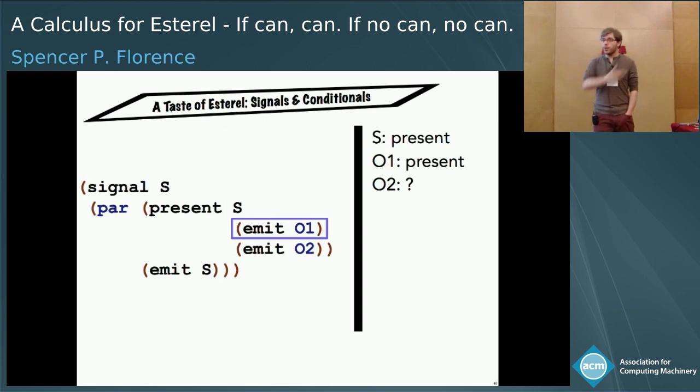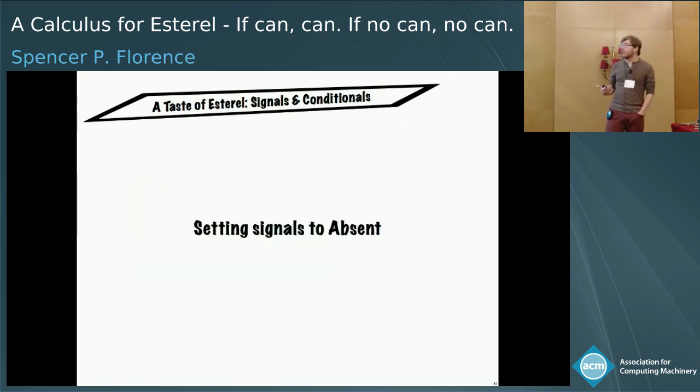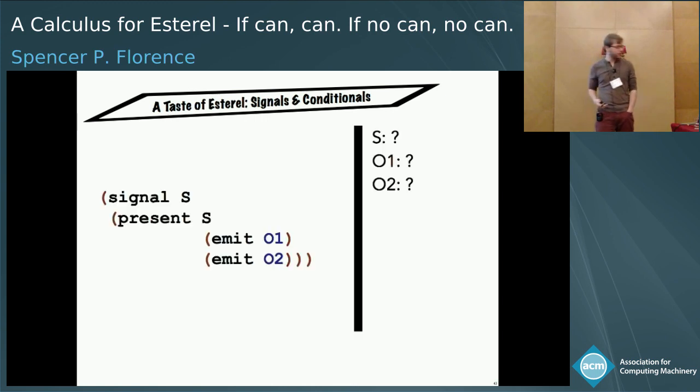And now we're done, right? We've executed to the end of the program. Well, not quite. We never emitted O2, and therefore O2 becomes absent. And this is the sort of interesting thing about absence. It means that the signal isn't emitted. So how can we observe that? How can we test if a signal is absent?